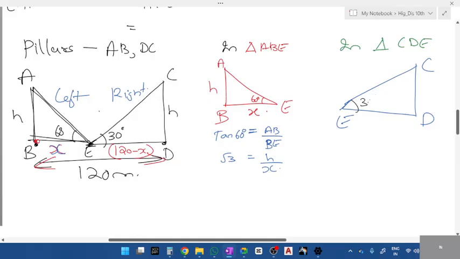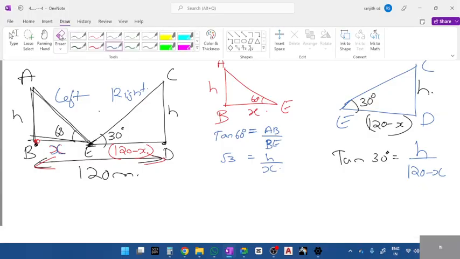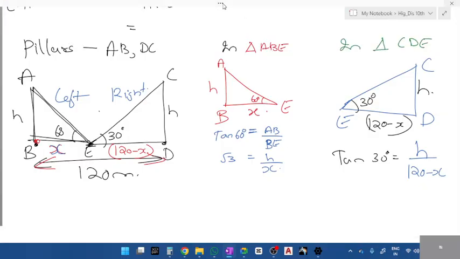Write it. For the second triangle, you write like that. You write tan 30. Instead of asking all that, you could have directly told me that what I've written is wrong and I have to change the value. Tan 30 is equal to, you tell me, Mariana, for the second triangle, what do you have to divide? H by 120 minus X. So even this AB by BE is not required. You can directly write it.